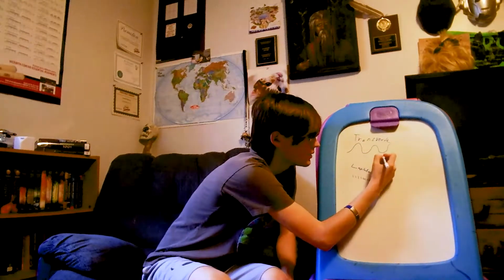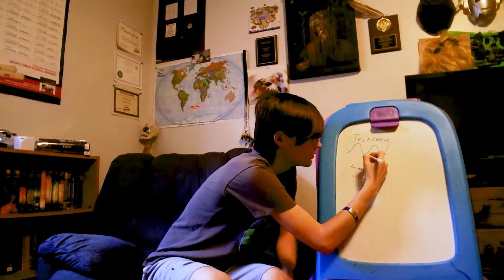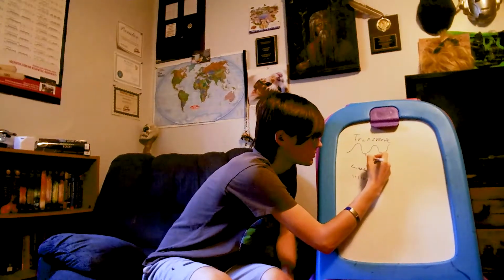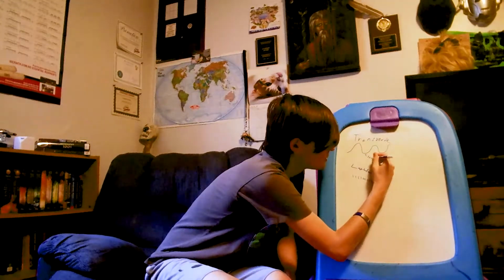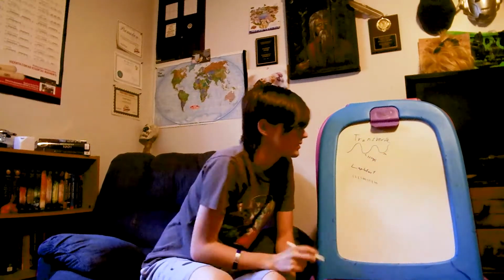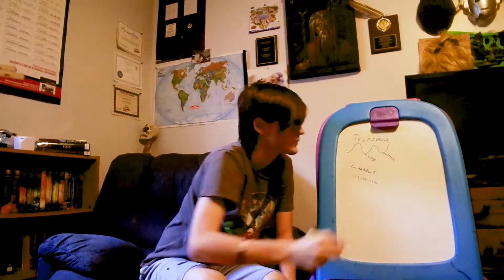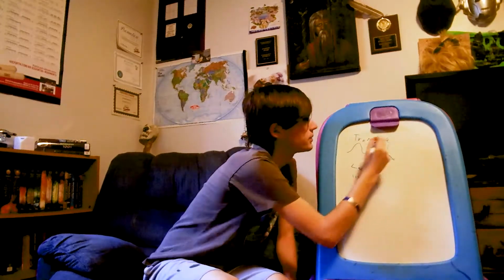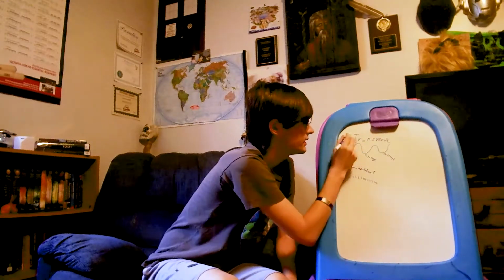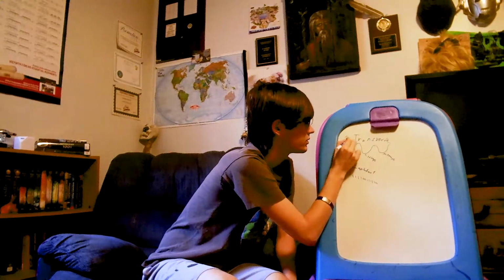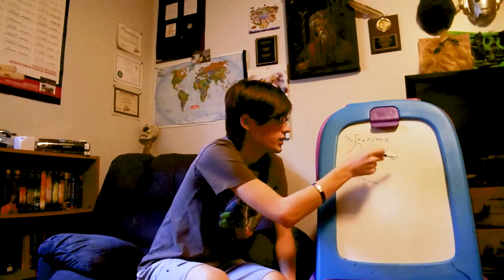So the low parts, like right here and right here, those are called troughs. Let me spell it right. The little valleys in the transverse waves are called troughs. And then the high parts, like up here, they're called crests. So you have your crests and your troughs, and it goes back and forth.